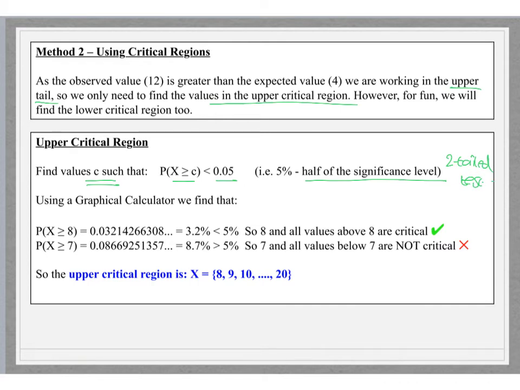Using a graphical calculator, we then find the value. If we work out the probability that X is greater than or equal to 8, we find that this is 3.2%, which is less than 5%, which means that 8 and all values above 8 are critical. We then need to check if 7 is in this critical region. So if we work out the probability that X is greater than or equal to 7, this works out to be 8.7%, which is bigger than 5%. So 7 and all values below 7 are not critical. So our upper critical region consists of the values 8 all the way up to 20.